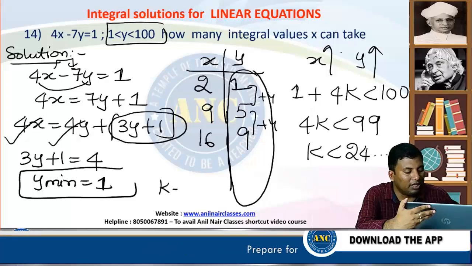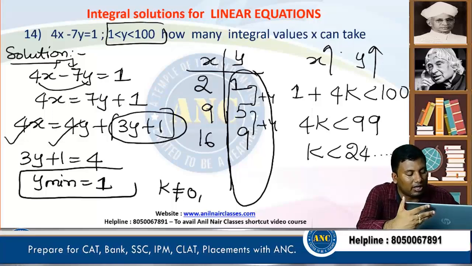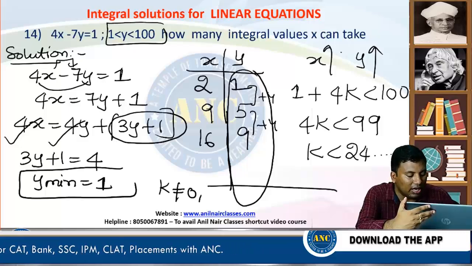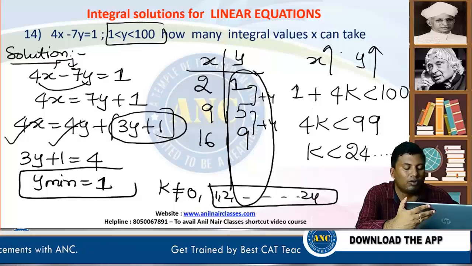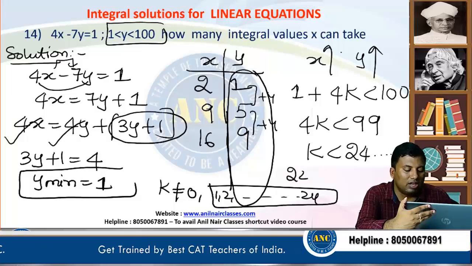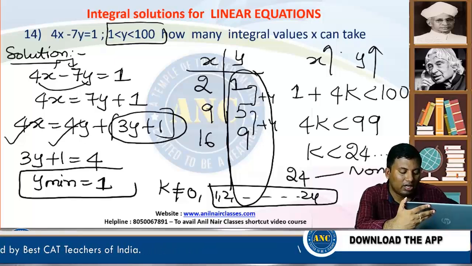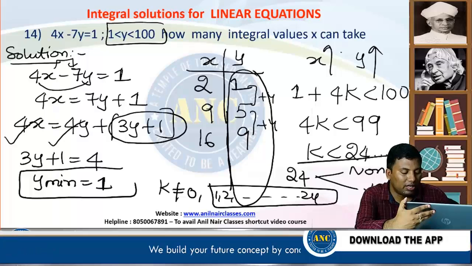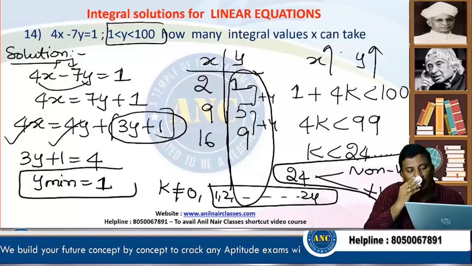K cannot be 0. Why? Because 4 into 0 plus 1 is 1. Y should be greater than 1. That means K can take all the values from 1 till 24. 1 to 24 is 24. None of them is a factor of right hand side. 24 non-negative I will get, and 24 positive I will get.